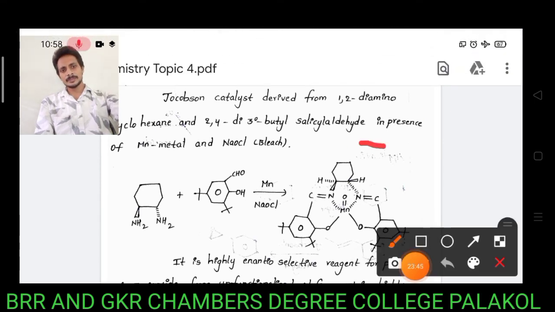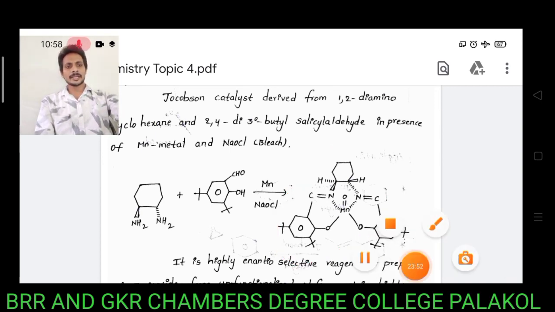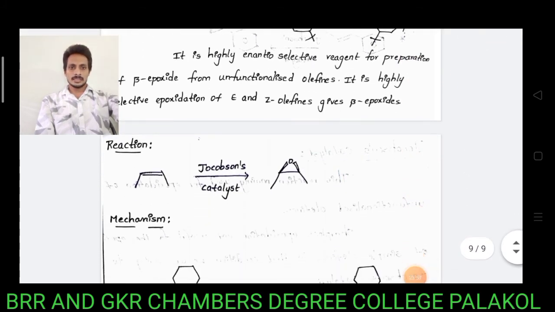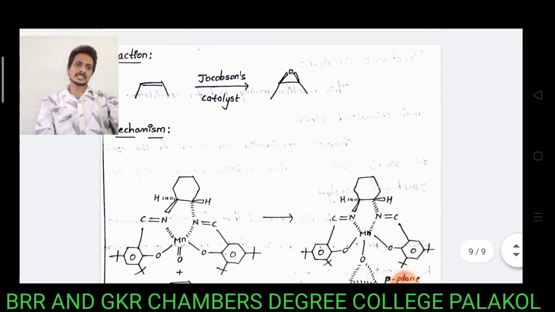Okay, what is the specialty of Jacobsen catalyst? It selectively oxidizes unfunctionalized olefin systems to give the corresponding beta epoxides. It is a highly selective reagent. Okay, write the reactions. Z alkenes react with Jacobsen catalyst and undergo oxidation to give beta epoxides. Jacobsen catalyst is a selective reagent for epoxidations to selectively get beta epoxides. Either Z alkenes or E alkenes, it must give beta epoxides.